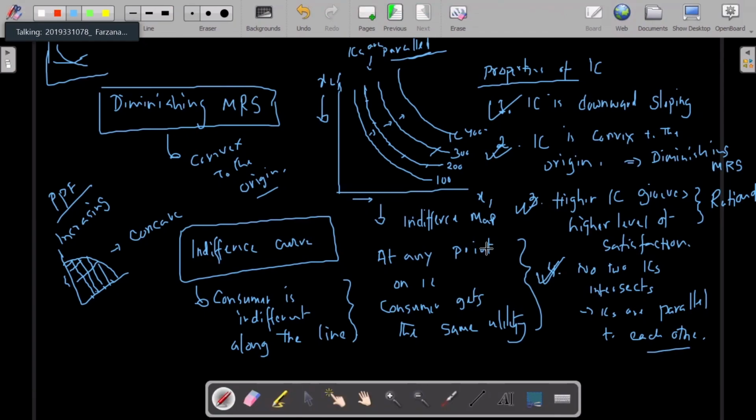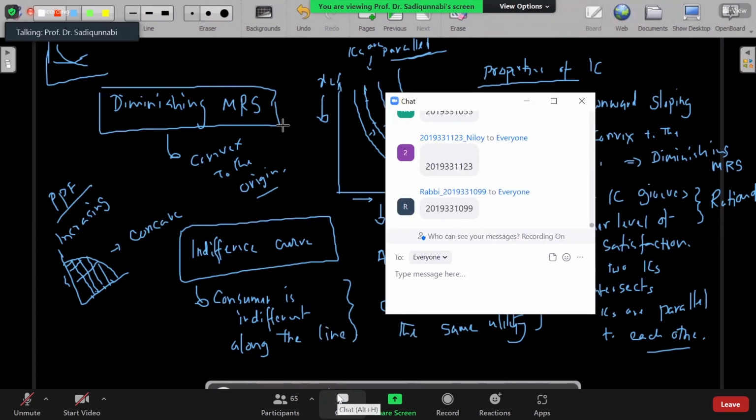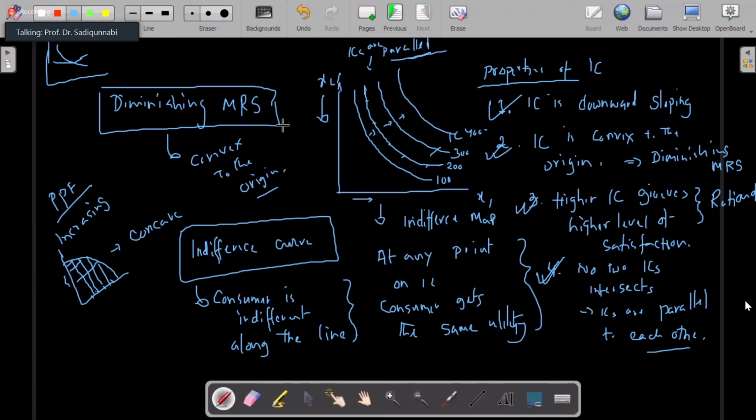Sir, you said that IC is convex to the origin. That means when the MRS is increasing or a straight line, the curve that we get will not be called an IC, right? No, it is still an IC, but normally they are not behaving like this. Normally it is behaving convex to the origin. It may be concave to the origin for some very rare case. For a very rare case, it could be a straight line. But generally, it is convex to the origin. All of them are ICs, but this shape is general. Okay, all right.